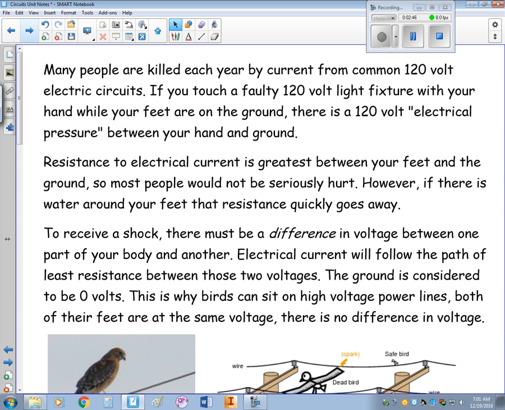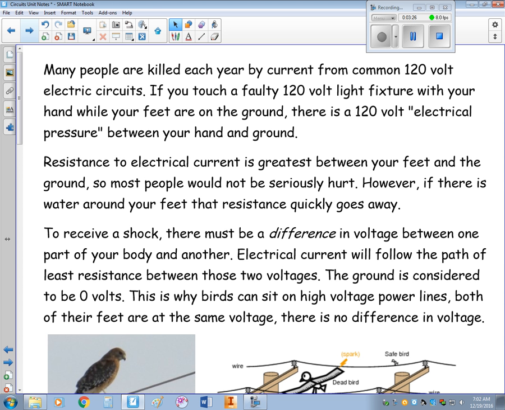So many people are killed each year from the current from a common 120 volt circuit, basically what's coming out of your wall outlet. If you touch a faulty 120 or 110 volt light fixture in your home with your hands on the wire and your feet on the ground, there is 120 volts of electrical pressure between your hand and the ground. The resistance to electrical current is the greatest between your feet and the ground, so most people would not be seriously hurt, especially if you're wearing special rubber boots.